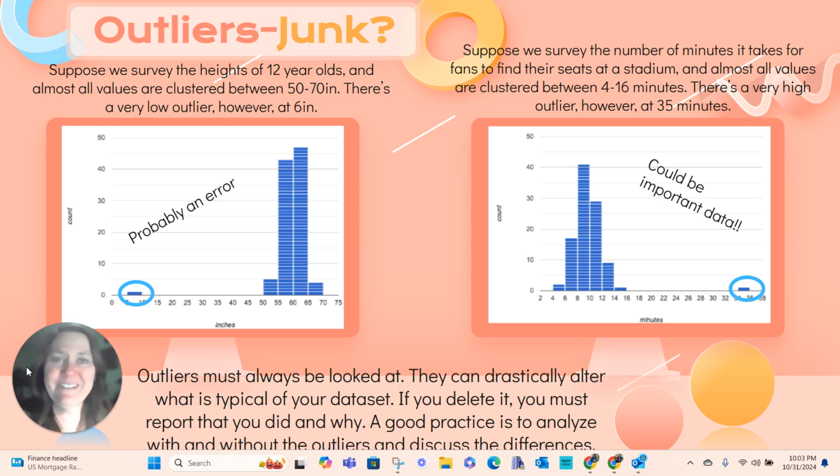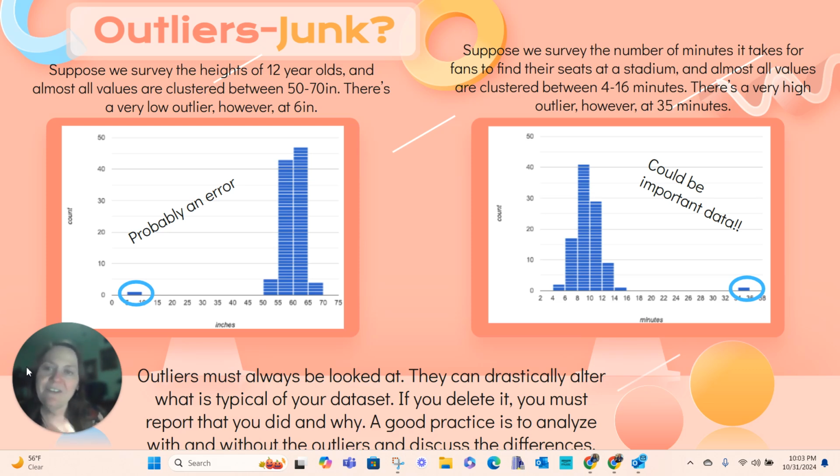Because I found, as I was working with students, especially in their own data sets, if they find outliers, they say, this is messing my data up. I just want to delete it. That's their first thing. They want to delete. We cannot delete outliers. Really, you shouldn't ever delete them unless you know for certain that it was an error.